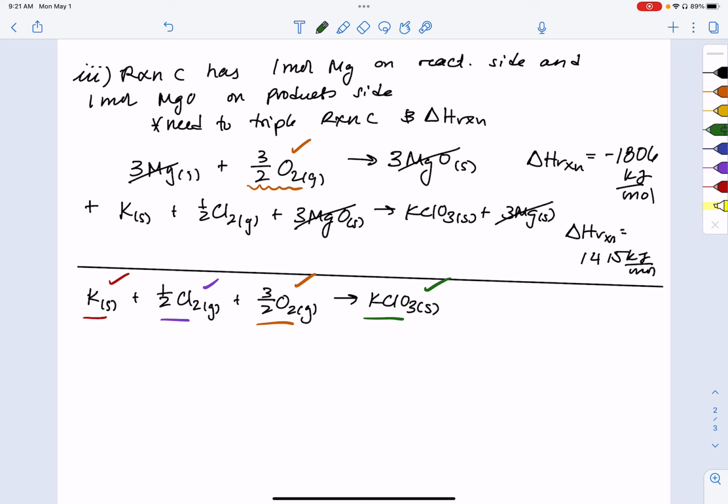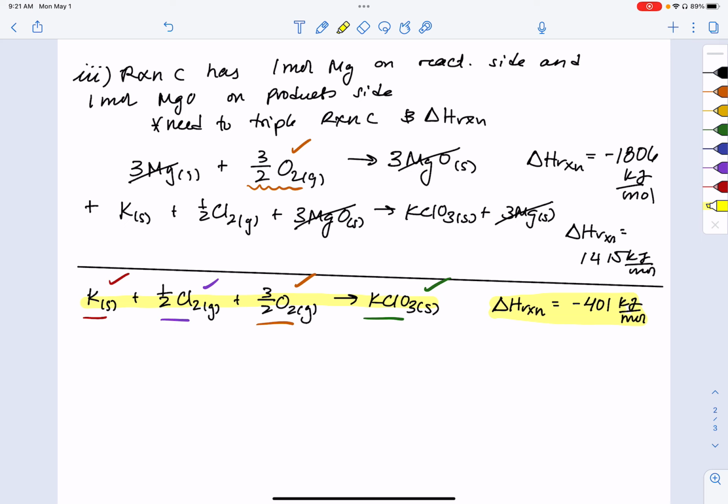So that means I need to take the sum of these two heats of reaction to get my final overall heat of reaction for the reaction that I care about. So that is 1405 minus 1806. This gives me negative 401 kilojoules per mole. Since this is our reaction of interest that we were able to obtain by manipulating some known reactions and their heats of reaction, we could then get the heat of reaction for this reaction that's not directly observable.